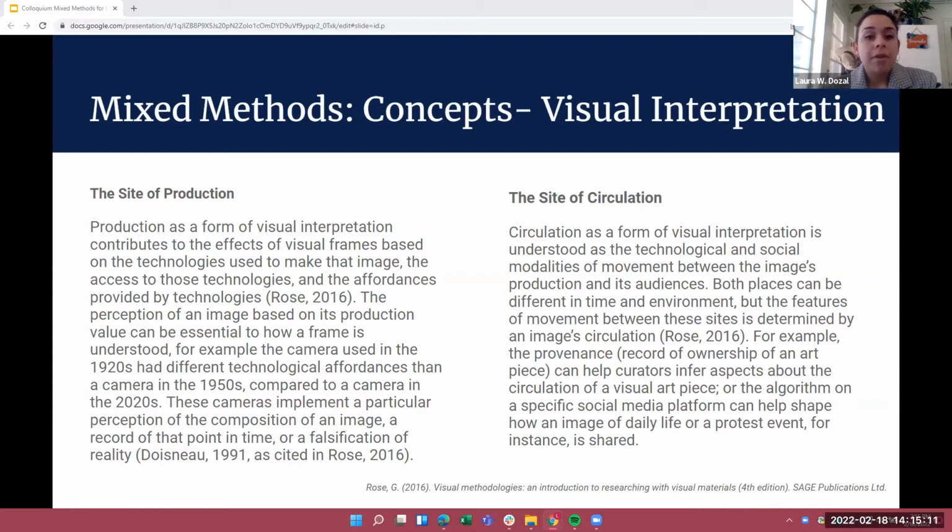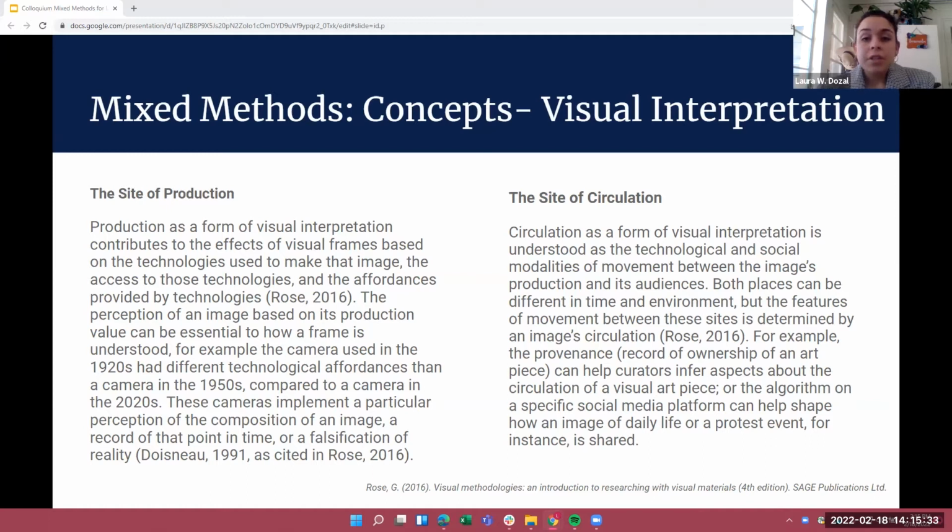For example, the camera used in the 1920s has different technological affordances than that of the 50s and today's 2020s. These cameras implement a particular perception of the composition of an image and record that point in time or a falsification of reality, depending on the mechanism used.